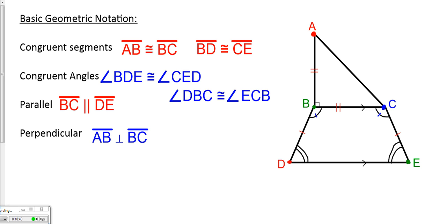The big main things I want you to take from this are this sign right here, that's congruent. This sign right here, that is parallel. And this sign right here, that is perpendicular. Okay? If you know what these mean when they're written down and what these mean on your picture, that's the basic geometric notation that you need. And that should cover it.